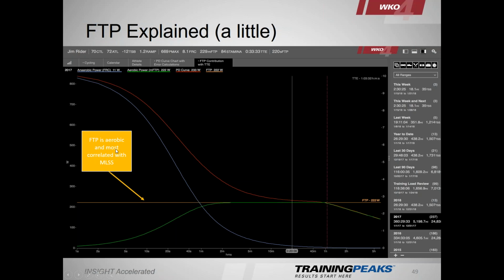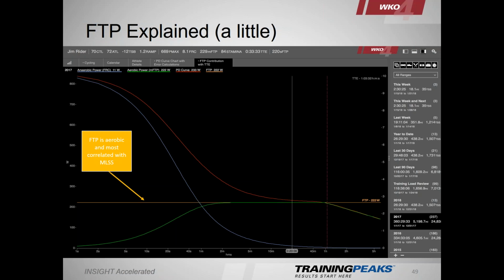FTP is aerobic and most correlated with maximal lactate steady state. This has long been known and tested. Maximal lactate steady state, we start getting into the thresholds, and you can watch my building FTP, building threshold, I think is the webinar name. I give about 12 different slides on LT1, LT2, onset of blood lactate, maximal lactate, FTP. It's all described there pretty well. But the reality is FTP most correlates with maximal lactate steady state. And that's a crucial number and a key number for understanding training intensities and efforts.